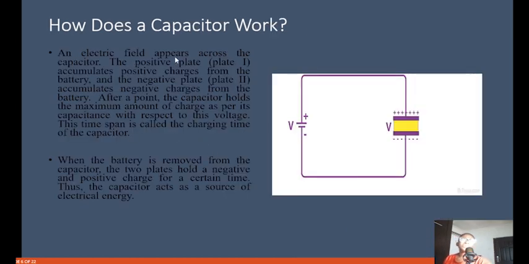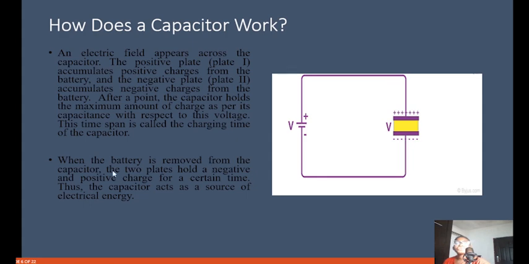So an electric field appears across the capacitor. The positive plate accumulates positive charge, and the negative plate accumulates negative charges from the battery. After a point, the capacitor holds the maximum amount of charge, that is, the maximum amount of charge as per its capacitance with respect to this voltage. This time span is called the charging time of the capacitor.